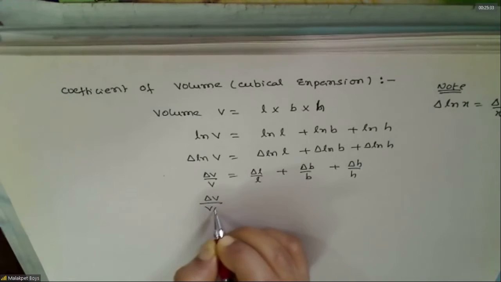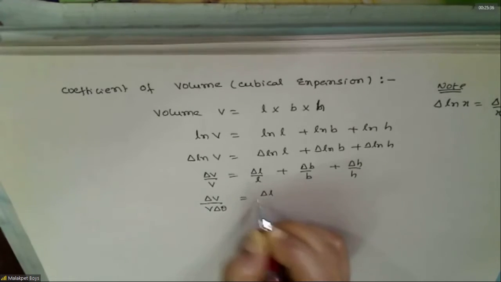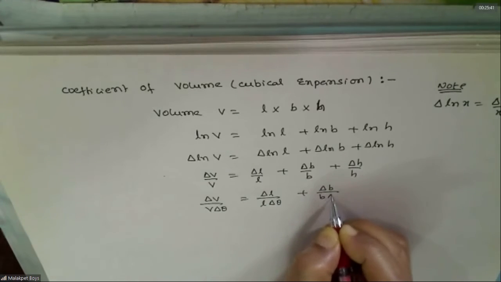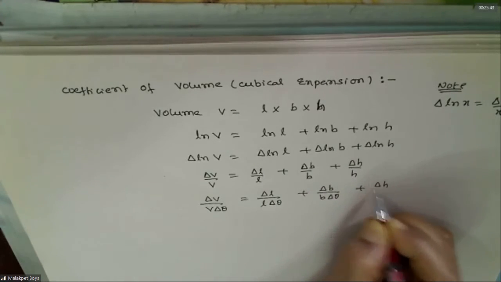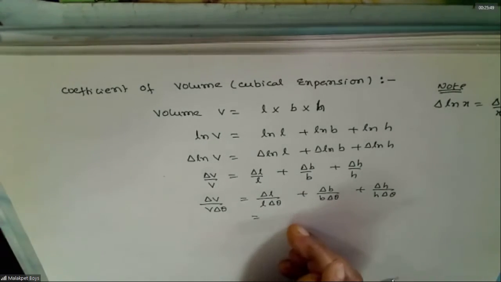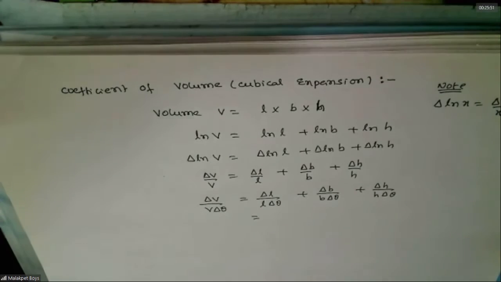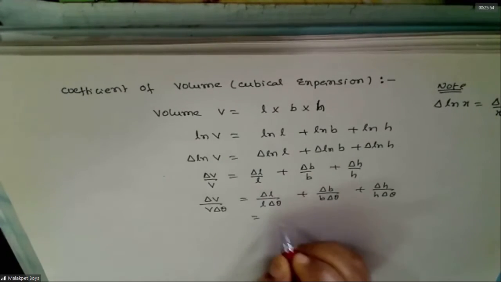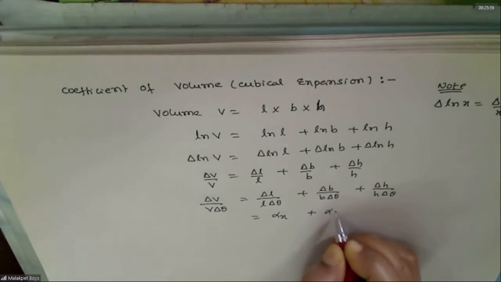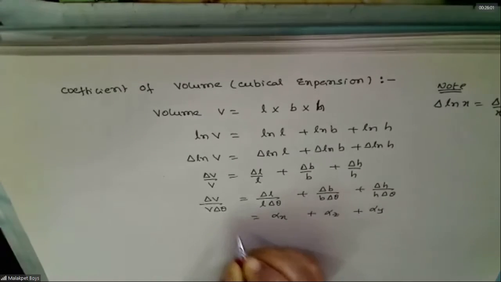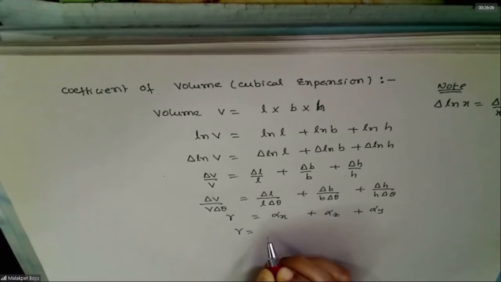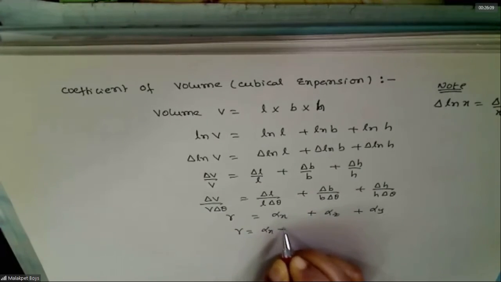So this I'll divide by delta theta. This is nothing but alpha x along length, alpha y along breadth, alpha z along height. This is what we call gamma, the coefficient of cubical expansion.